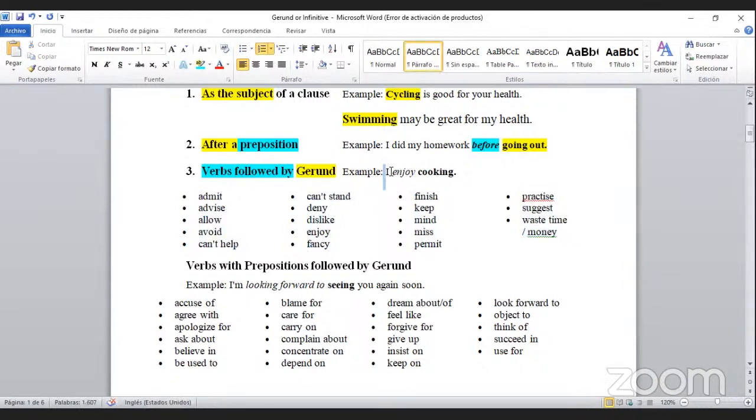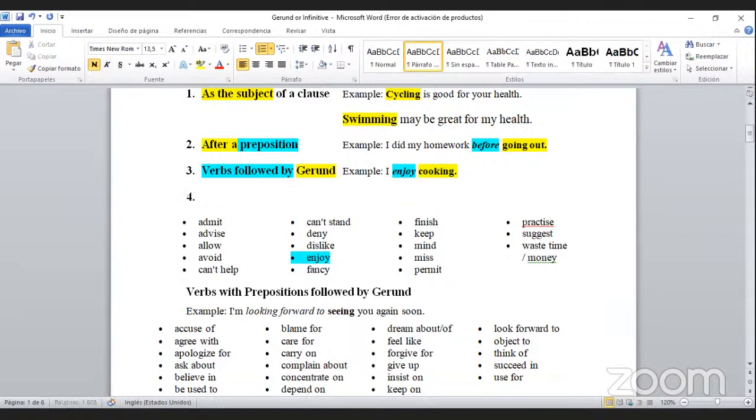For example, "I enjoy." For enjoy, we have to see if the verb belongs to the list of verbs that work with gerunds. Yes, right? Here is enjoy. So as we can see here in the list, we can realize that after a verb that is in this list, we are always going to use the gerund.